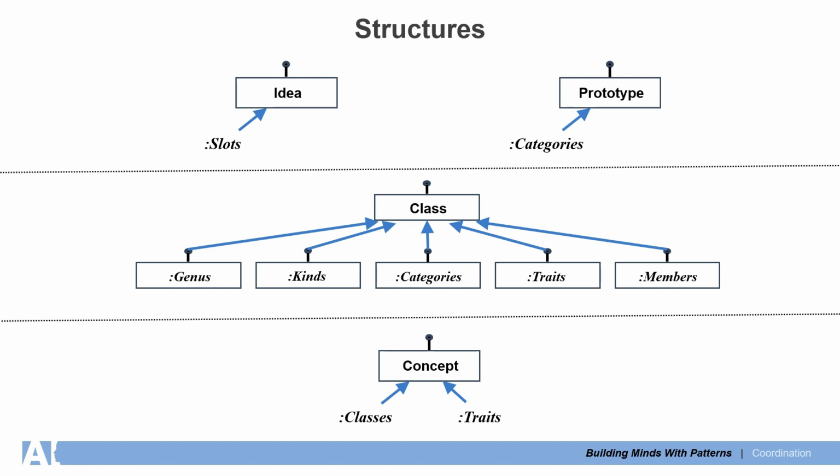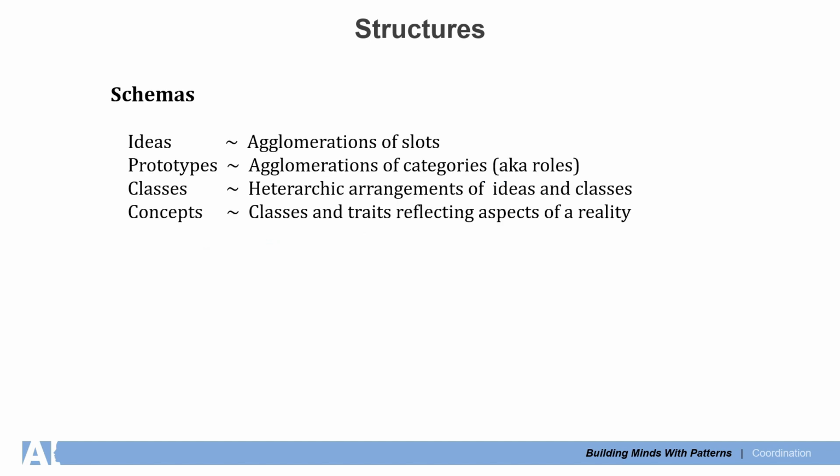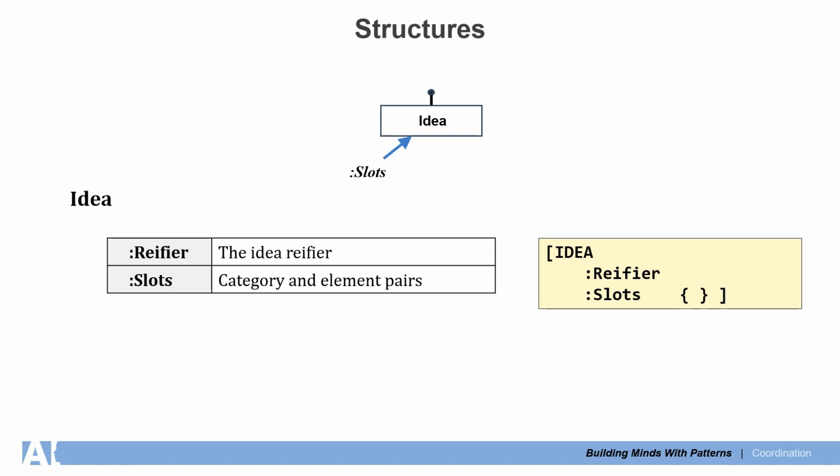Structures. Ideas, prototypes, classes, and concepts. Ideas are agglomerations of slots. Prototypes are agglomerations of categories, also called roles. Classes are hierarchic arrangements of ideas and classes. Concepts are classes and traits reflecting aspects of a reality. Ideas contain slots, and slots are category and element pairs, where each category is an attribute and each element is a value.